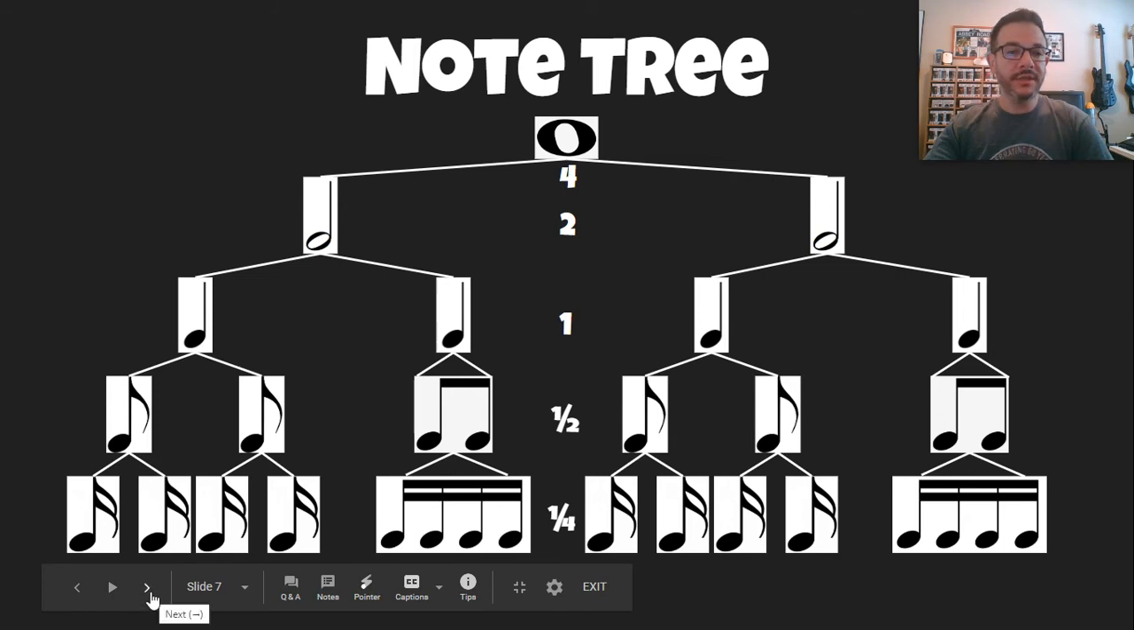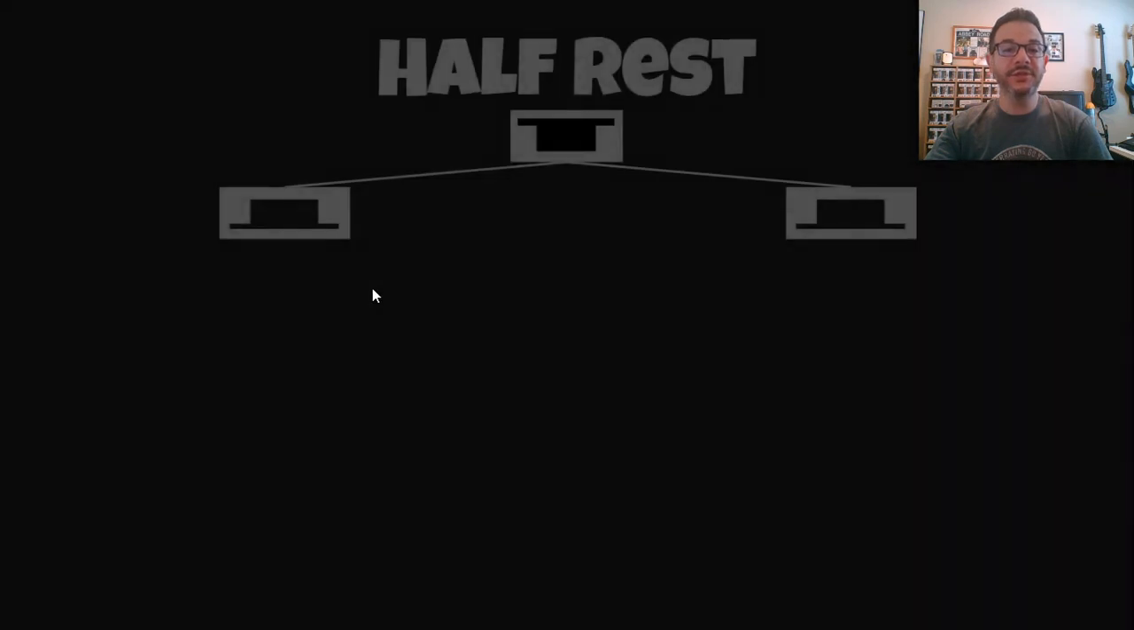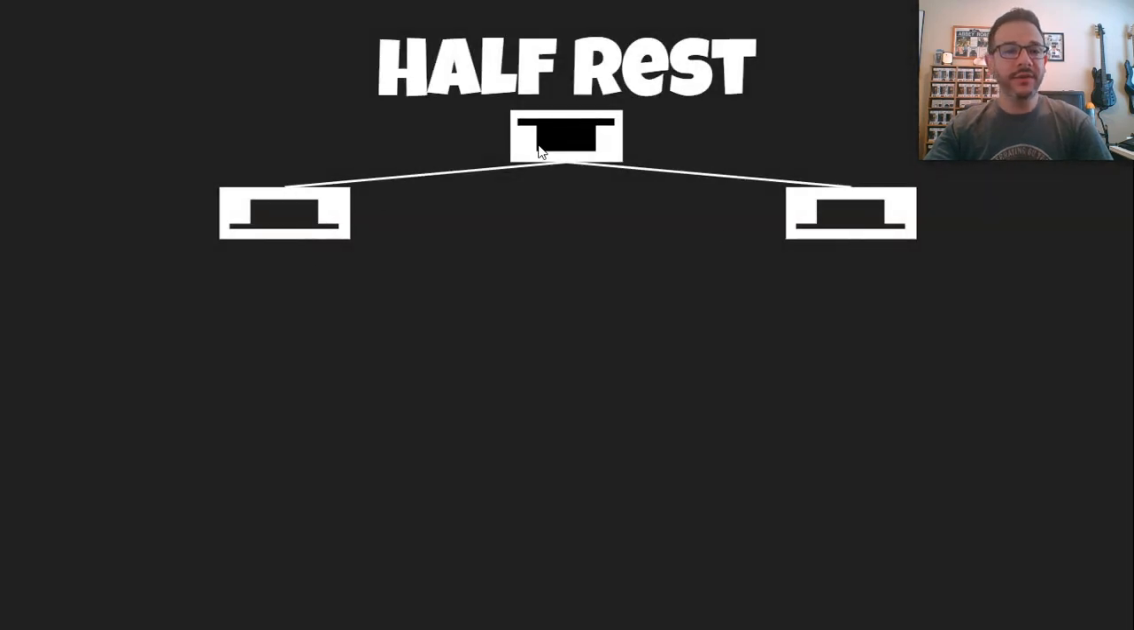Okay, now let's go to our rests. This is our whole rest. And again, it looks like a hole in the ground. If I divide the whole rest in half, I get 2 half rests. And these are almost the same thing, but they're flipped the other way. So we say a whole rest looks like a hole, and a half rest looks like a hat.